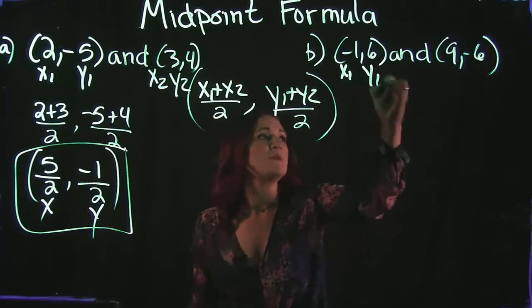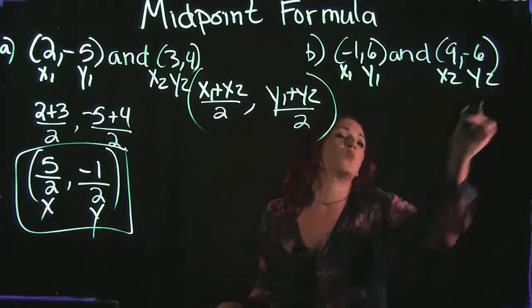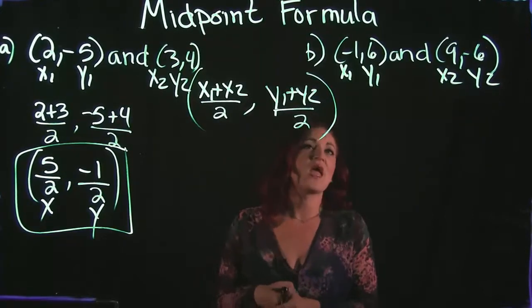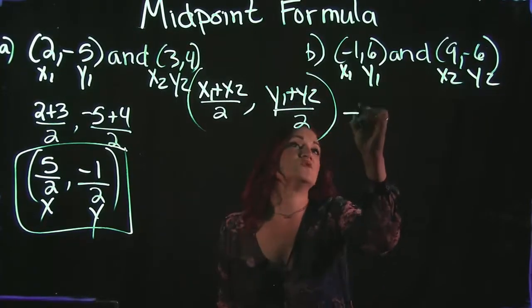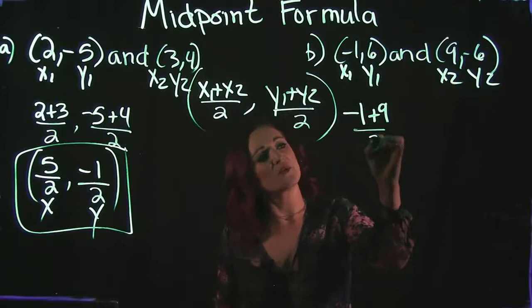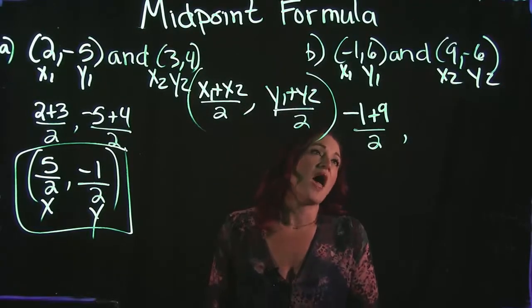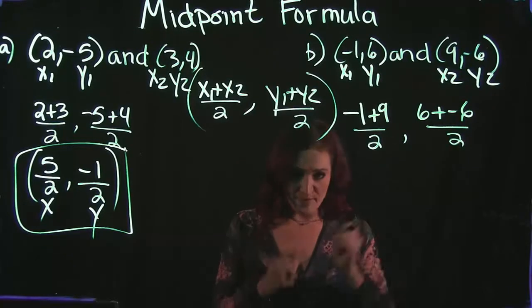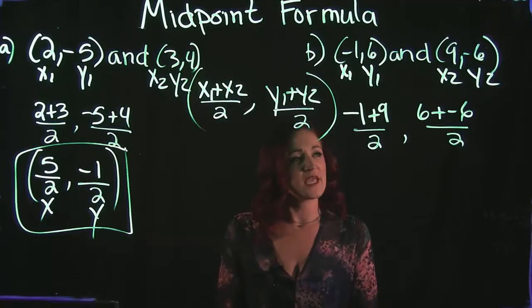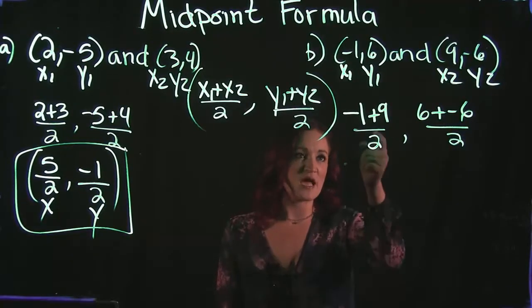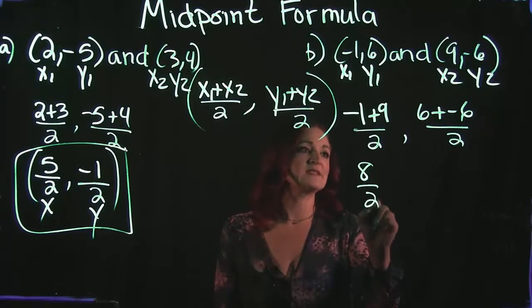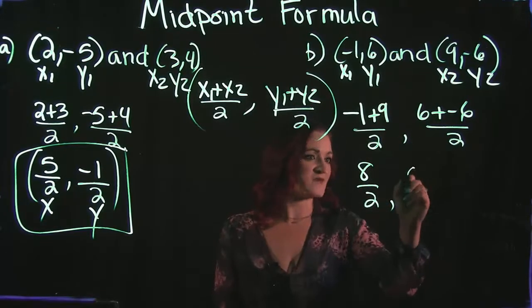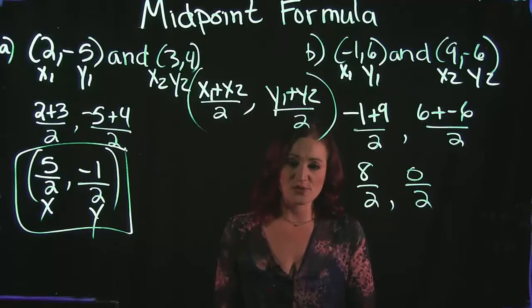So starting by labeling your points x1, y1, x2, y2. Adding your x's together gives you negative 1 plus 9, and we'll divide that by 2. Adding your y's together, 6 plus negative 6, divide that by 2. Go ahead and take care of that addition in the numerator. So negative 1 plus 9 is an 8, and 6 plus negative 6 is a 0.